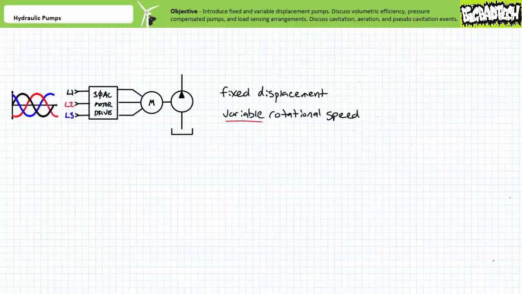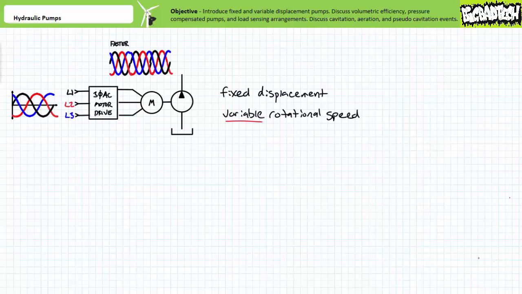This first method necessitates a fixed displacement pump and some means of varying rotational speed of the prime mover. If the prime mover happened to be an electric motor, a motor drive could be used to vary the excitation frequency and thus the rotational speed of the motor. Higher frequency excitation voltages beget faster rotational speed, and lower frequency excitation voltages beget slower rotational speed.